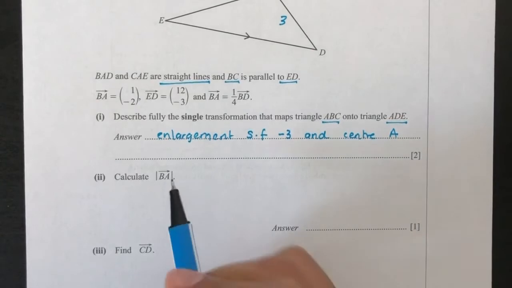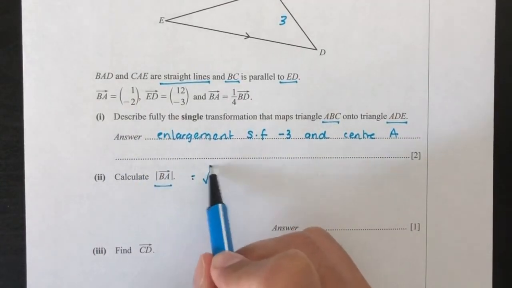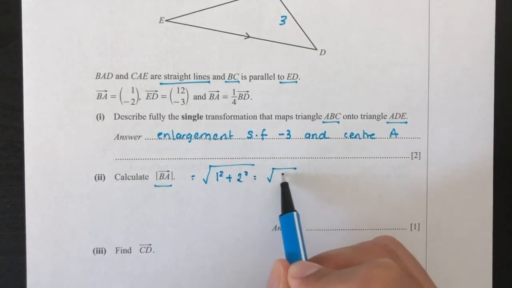Now part B is we have to find the length of BA. So BA is this. To find the length, that will be modulus of 1 square plus 2 square. That will be root of 5.